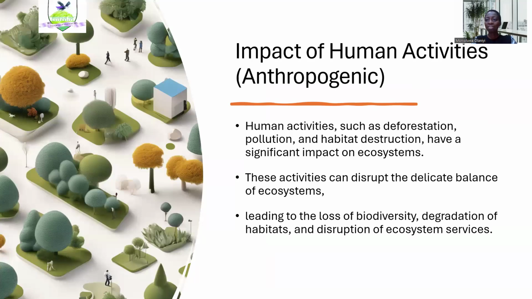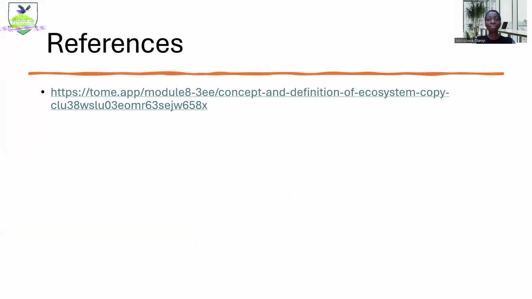How do human activities impact the ecosystem? Human activities like deforestation, pollution, other industrial activities like mining, chemical production and release of effluents, habitat destruction, they have significant impact on ecosystems. These activities actually disrupt the delicate balance of the ecosystems when not properly managed, and this leads to the loss of biodiversity, degradation of habitats, and the disruption of ecosystem services.